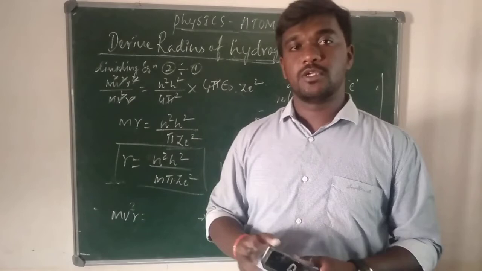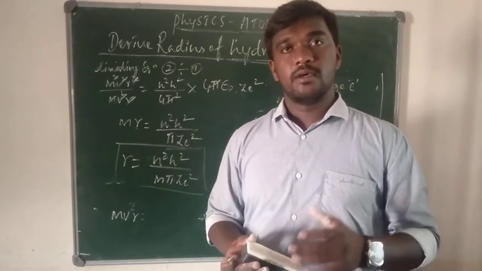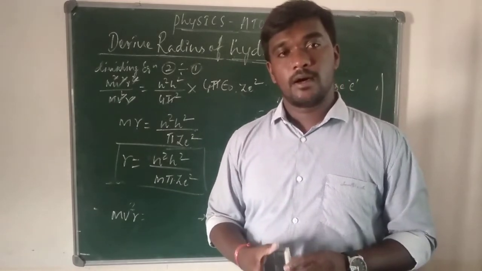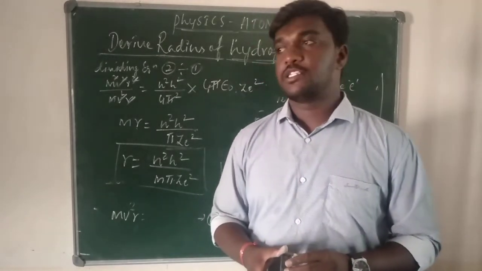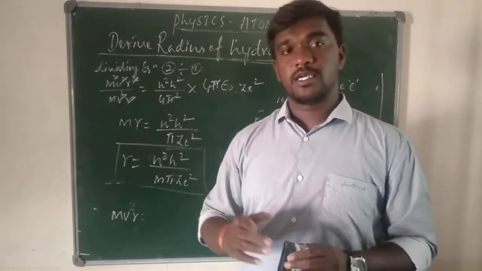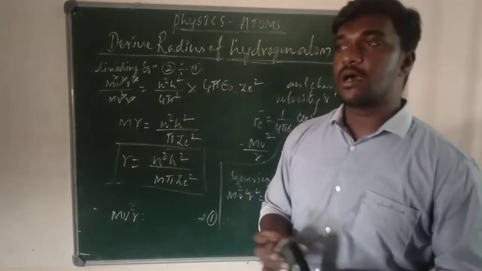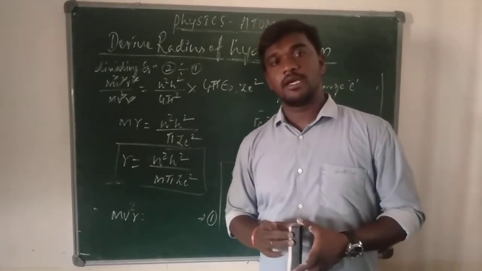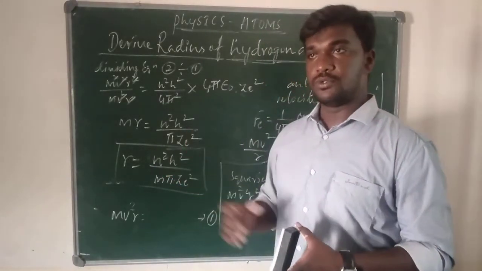We call this equation 1. And according to Bohr's postulate, the angular momentum is an integral multiple of nh by 2 pi. Squaring on both sides, we get m square v square r square is equal to n square h square by 4 pi square.